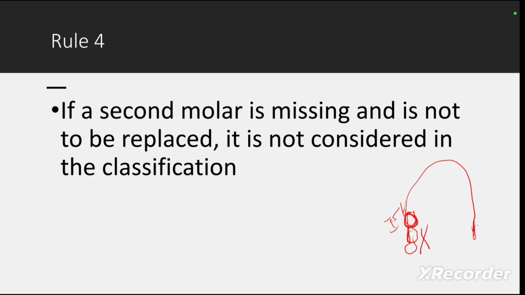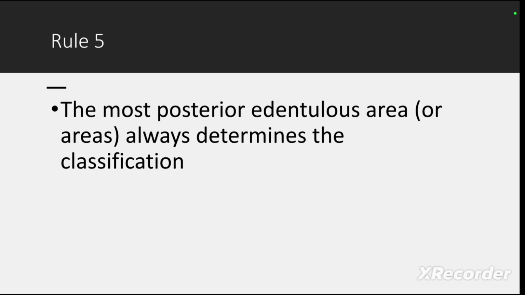For example, if the opposite teeth in the opposite arch, the second molar, is also missing, then maybe we won't replace it in our RPD. So it's like common sense. If the second molar is missing and we are not planning to replace it, then why should we consider it in the classification? So it is not considered in the classification.